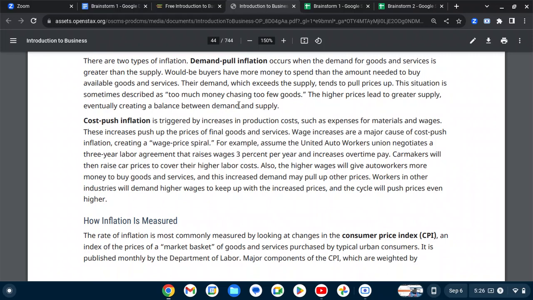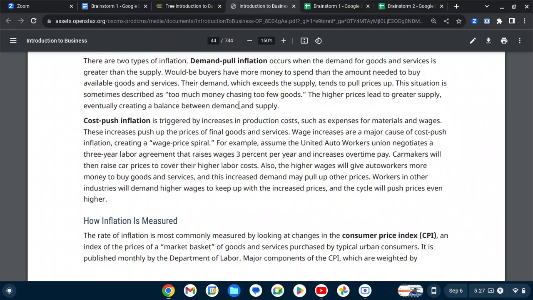Cost-push inflation is triggered by increases in production costs, such as expenses for materials and wages. These increases push up the prices of final goods and services. Wage increases are a major cause of cost-push inflation, creating a wage-price spiral. For example, assume the United Auto Workers Union negotiates a 3-year labor agreement that raises wages 3% per year and increases overtime pay. Car makers will then raise car prices to cover their higher labor costs.